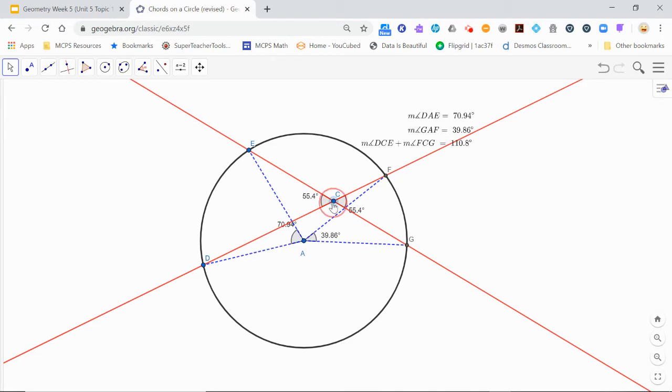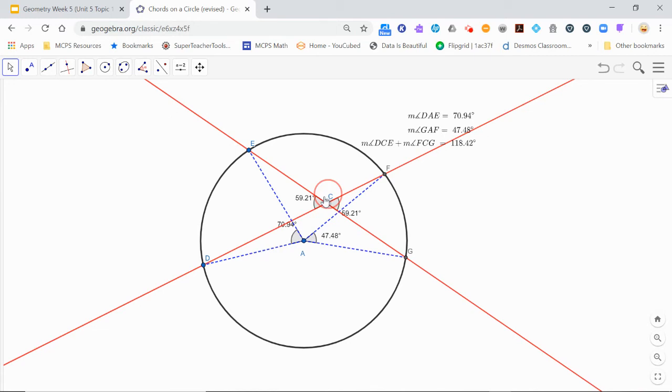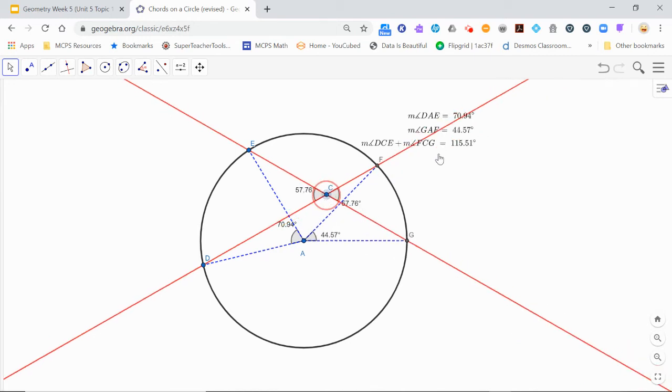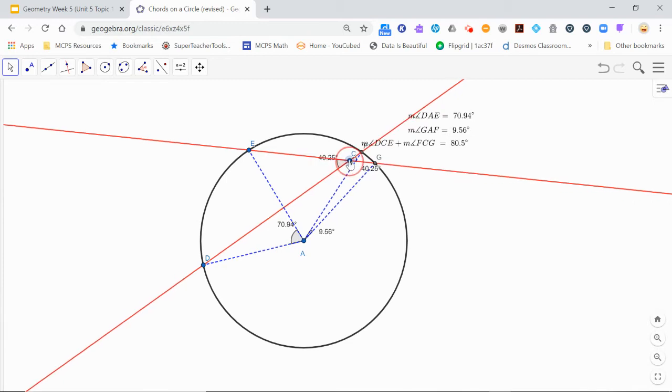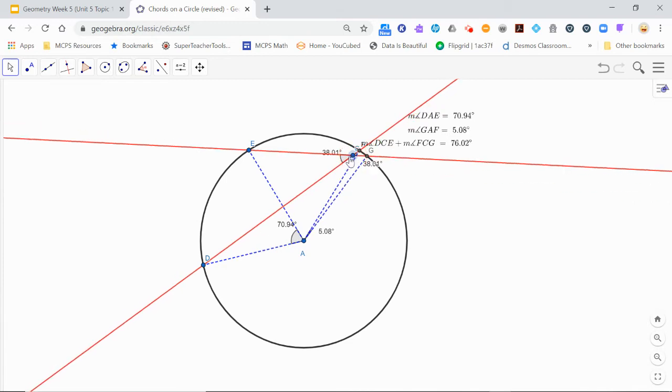We start by seeing that the secant lines intersect inside the circle. And we notice that the combination of the two vertical angles, DCE and FCG, are the same as the sum of the two arc measures, defined by DAE and GAF. What happens as we move C towards the edge of the circle? We see that the measure of one arc gets smaller and smaller, approaching zero.